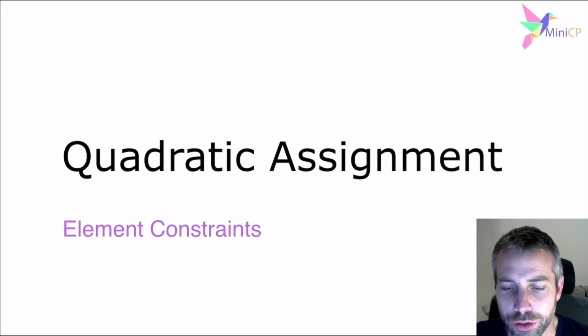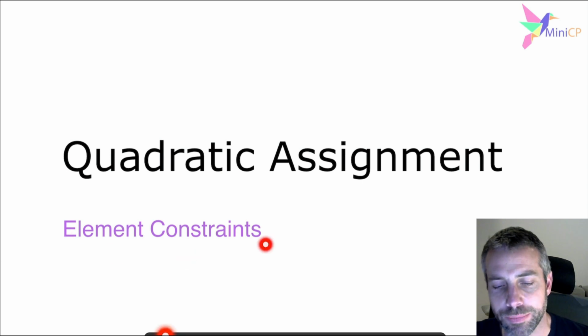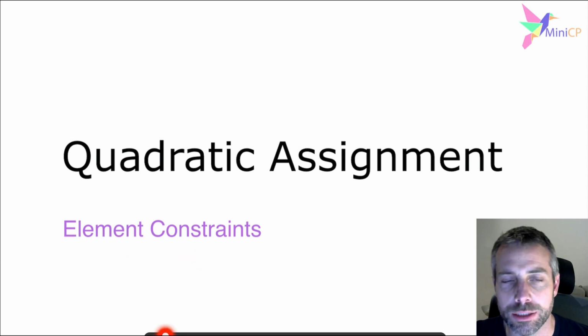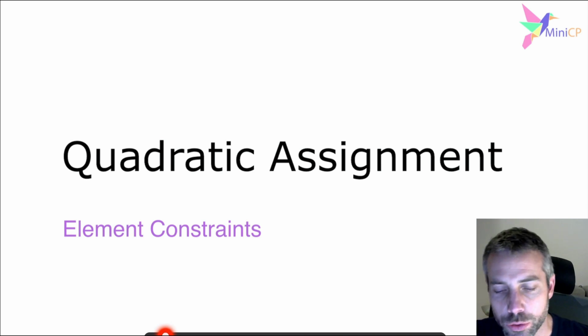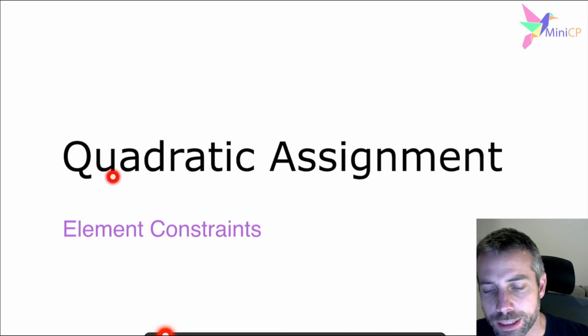We will study another very interesting constraint in constraint programming. It's called the element constraints. It's a family of constraints that is used to index an array with variables. But first, let's motivate the usage for that constraint with the very interesting problem, the quadratic assignment problem.